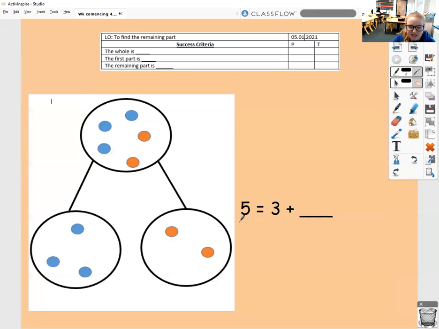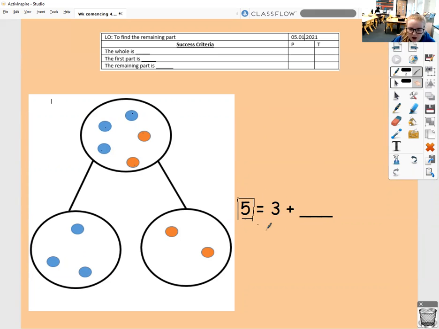So our number sentence is saying that our whole is 5. So can everybody quickly point to the whole? Point to the whole. This is our whole here. Let's double check. We have 5 counters in here. 1, 2, 3, 4, 5. Fantastic. So our whole is 5.